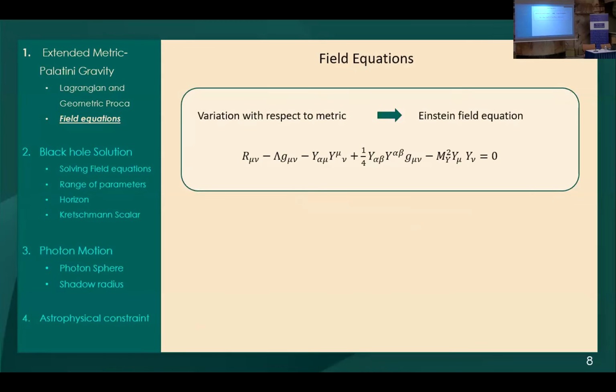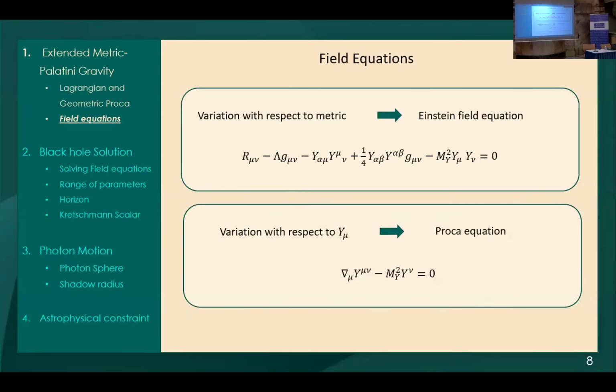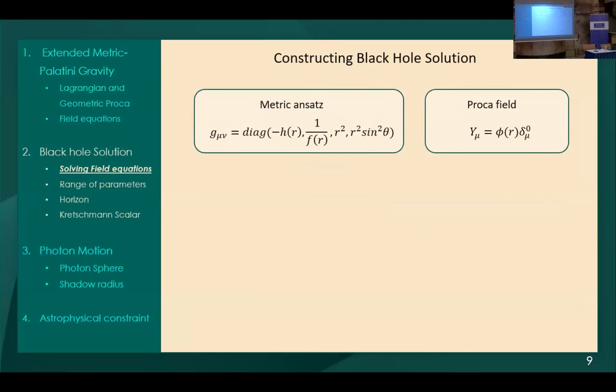So then we get the field equations from variation of the action with respect to the metric and variation of the action with respect to the geometric Proca field. We get the Proca equation. For constructing the black hole solution, we consider our metric ansatz as spherically symmetric with two metric functions h(r) and f(r), and this is the form of the Proca field as a function of r.